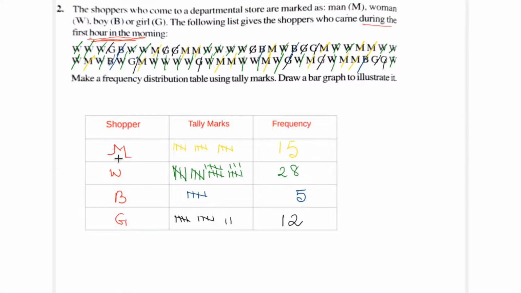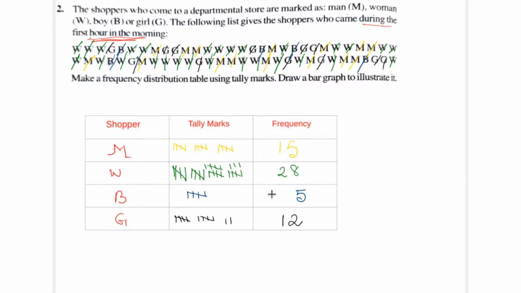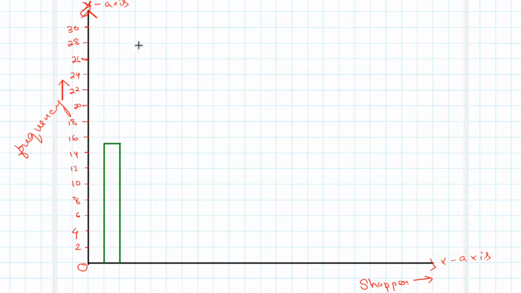Next we will represent M. Frequency is 15. So here we will mark 15, after leaving one box. First we will mark 15 and then we will join it to the x-axis. That is for man. Then for woman it is 28. So after leaving one box we will mark at 28, and then we will join it.